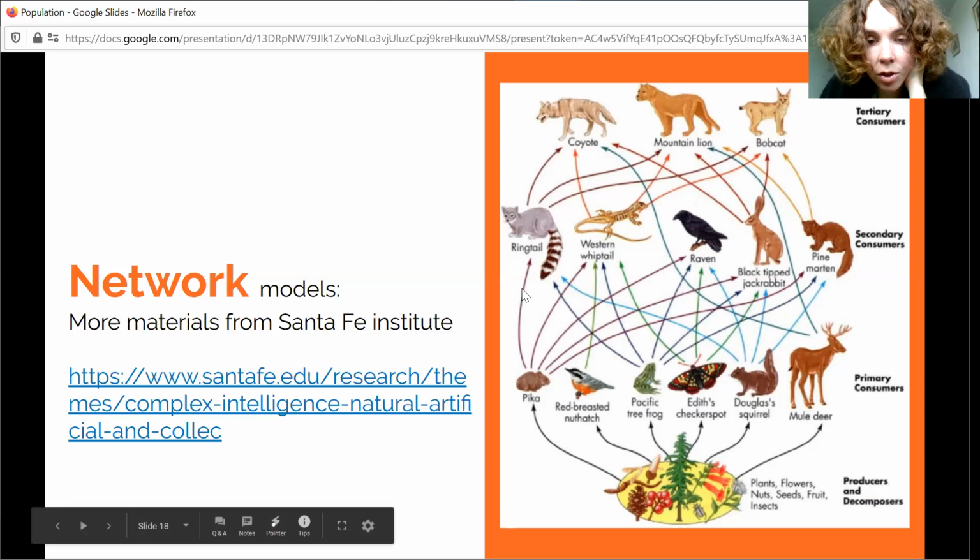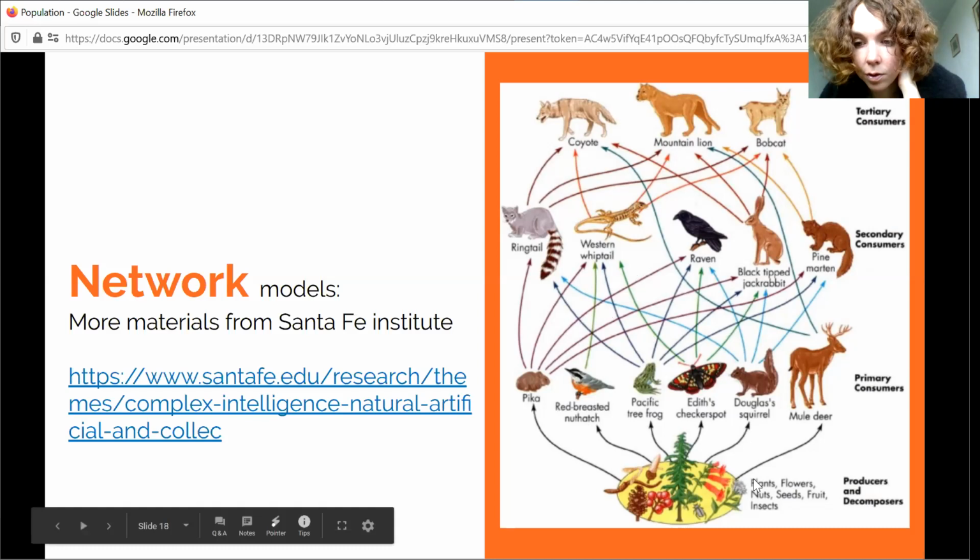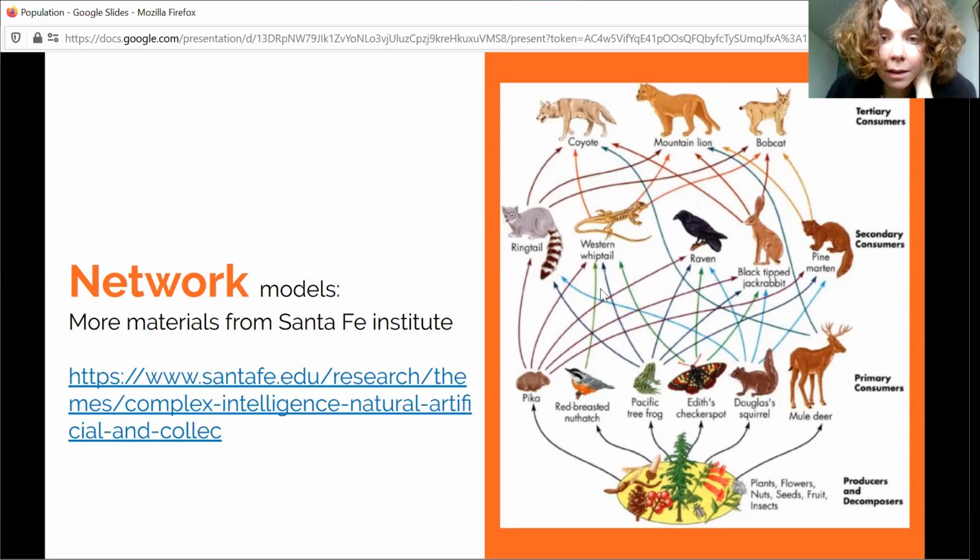So the question is how many links you can remove from the system so that the system is still not destroyed. For example, if you remove all those links which are getting resources produced by plants and flowers, this other network will collapse very soon. And this is a very important question in light of the climate change problems. So it's something which one can also study with respect to global, external influence on the system.